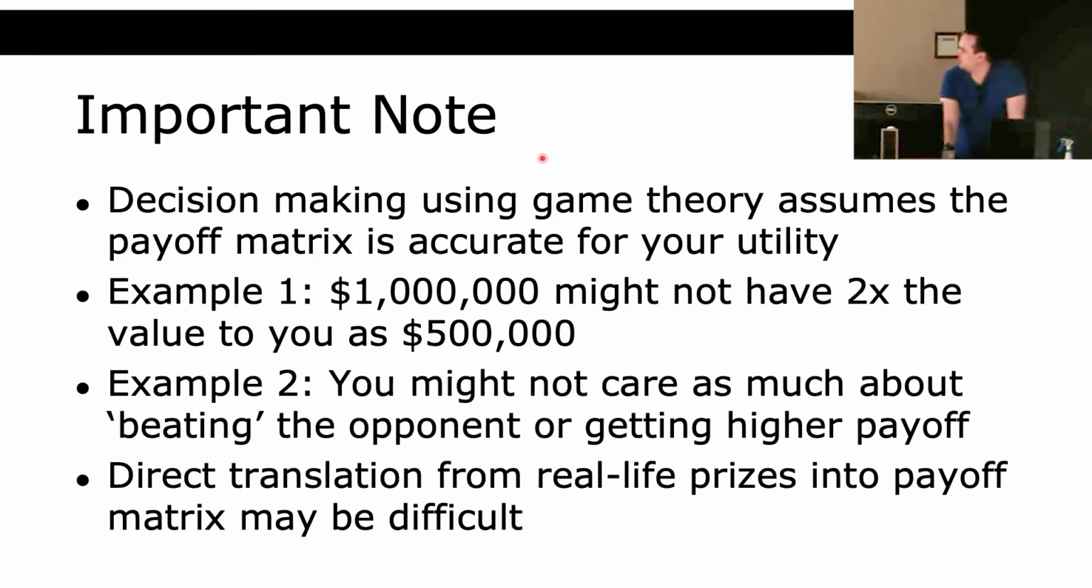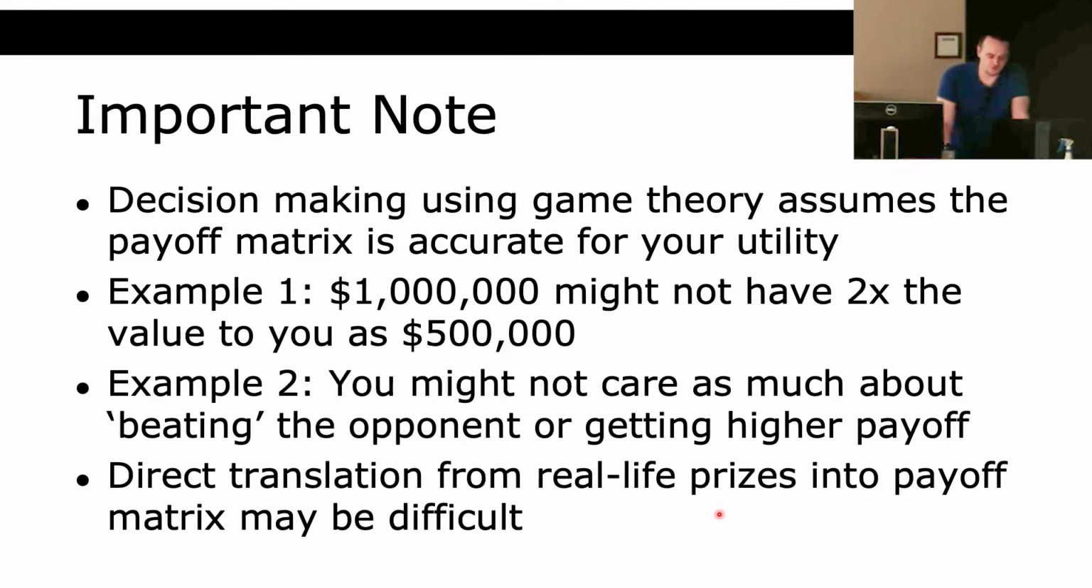So an important note, decision-making using game theory assumes the payoff matrix is accurate for your utility. So getting $1 million might not have double the value of getting 500,000. You might not care as much about beating the opponent or getting a higher payoff, right?